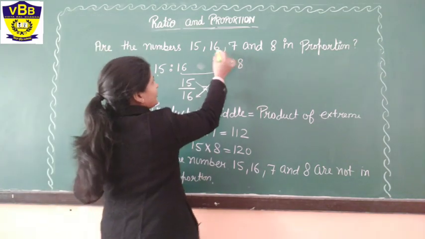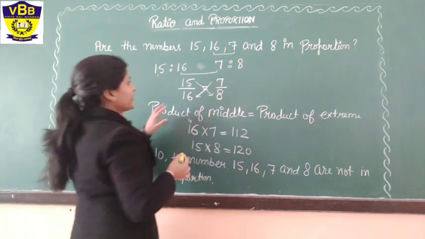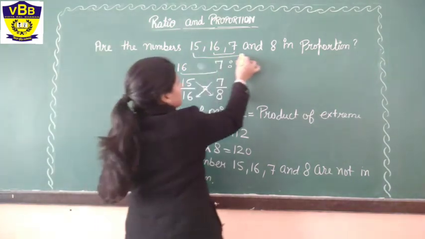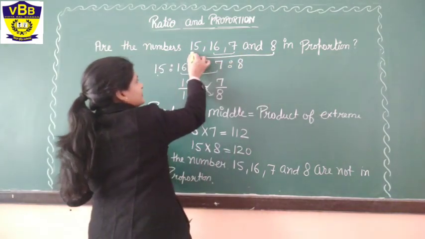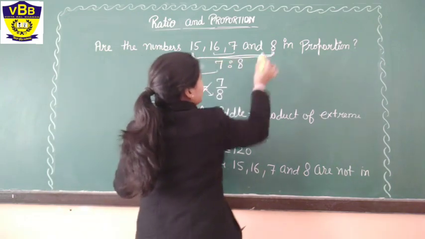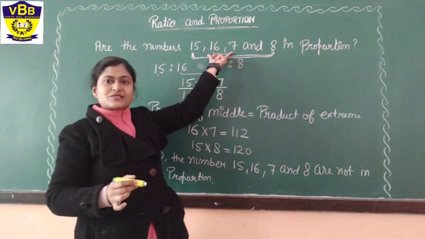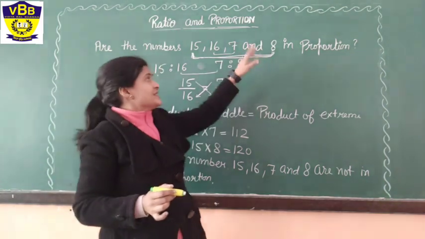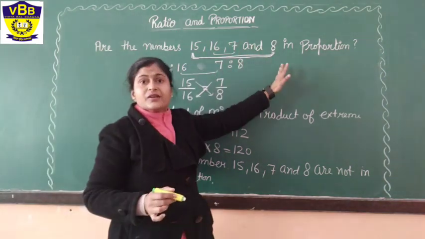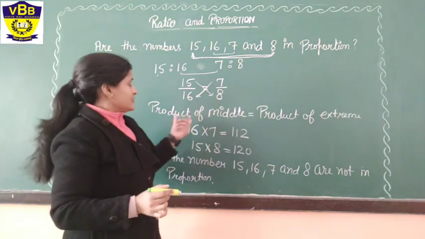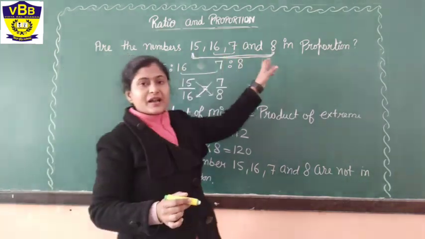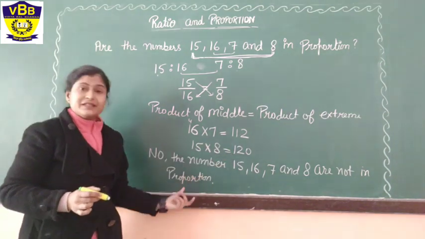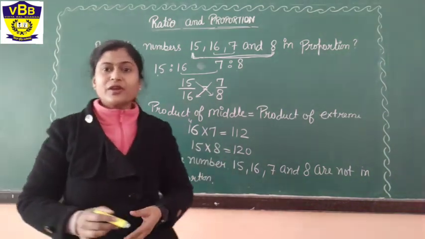The product of the middle terms should be equal to the product of the extremes. If the product of these two is equal to the product of the extreme, the outer part, then we can say these numbers are in proportion. If they do not have the same value, then they are not in proportion. Okay.